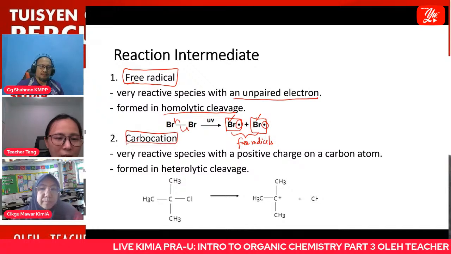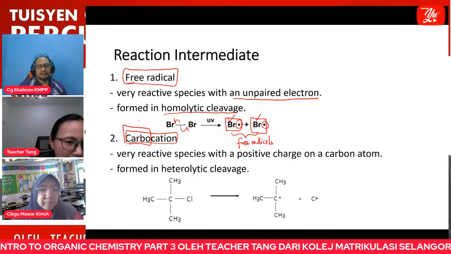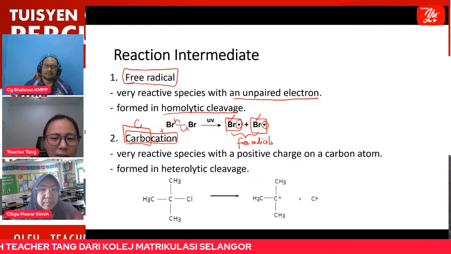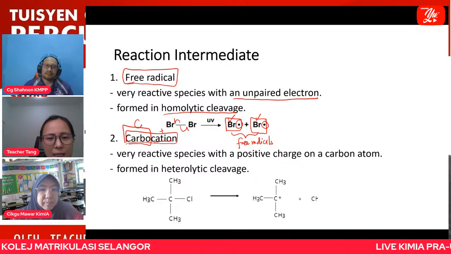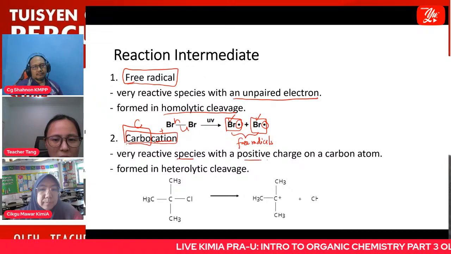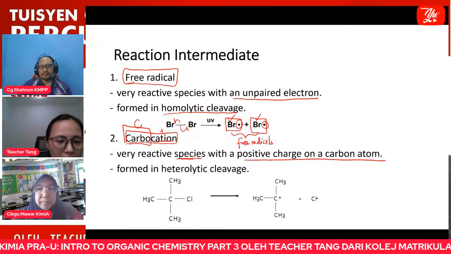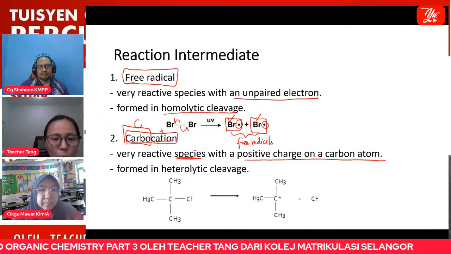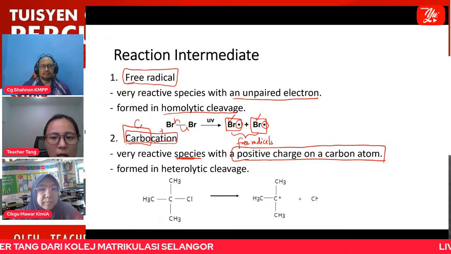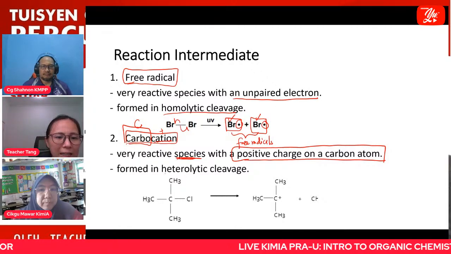So what is carbocation? Carbo here refers to carbon, and cation means positively charged. So basically, it refers to a species having a positive charge on a carbon atom. It is a species that forms in between a reaction, where the carbon carries a positive charge. And usually carbocation will form in heterolytic cleavage.